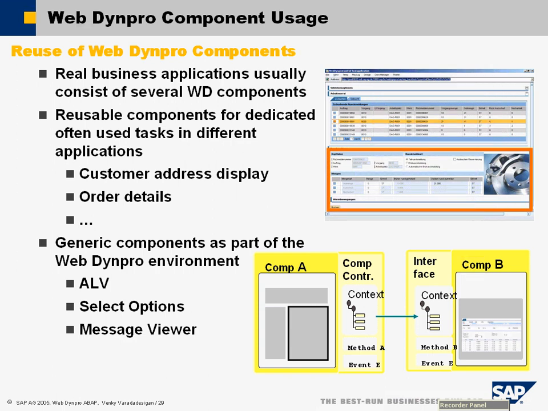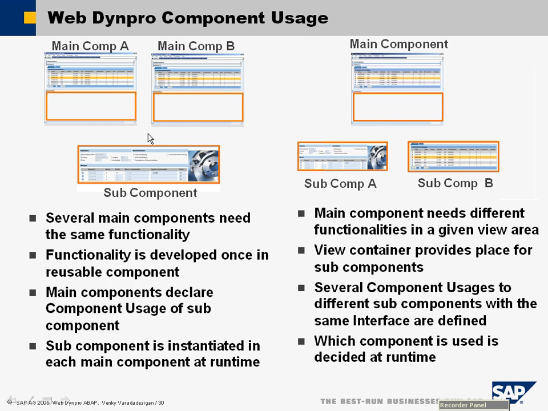Here, examples are customer address display and order details. For example, if you develop a separate component for displaying the address, think about it. It can be used anywhere to display a sales order bill-to address or ship-to address, or in a purchase order display the vendor address. So the same component could be used anywhere. And even within the Web Dynpro programming model, the ALV is developed as a component. We'll see that in a couple of slides from now.